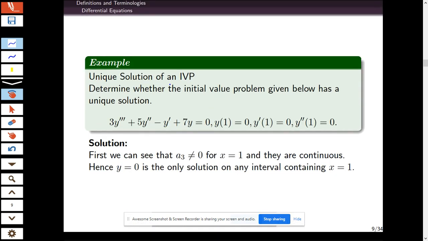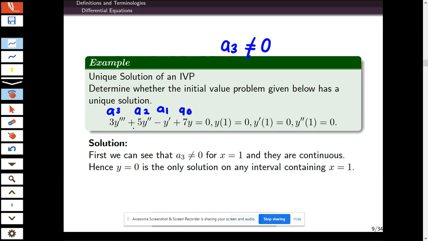I think this is the same example as in your ODE course. Determine whether the initial value problem given below has a unique solution. I can see it: this is my a3, a2, a1, a0. My a3 is not equal to 0. Right? So it's unique.